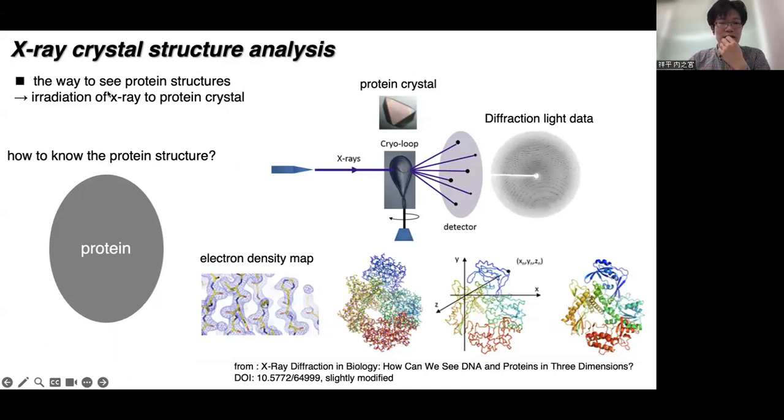By using this X-ray crystal structure analysis. In this method, protein crystal was irradiated with X-rays, and researchers detect the diffraction light data, like here, and based on this data, we can make the electron density map, which provides a detailed structure of protein like this. So using this technology, people can understand protein include many structures, for example, alpha helix and beta strand.